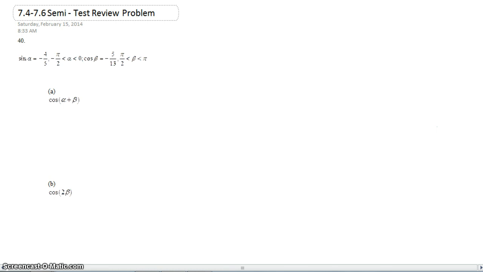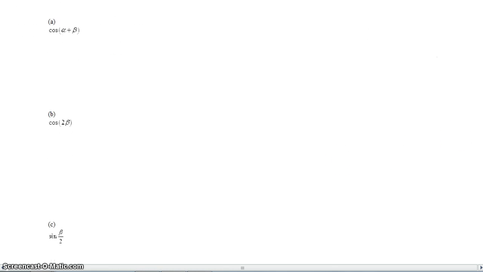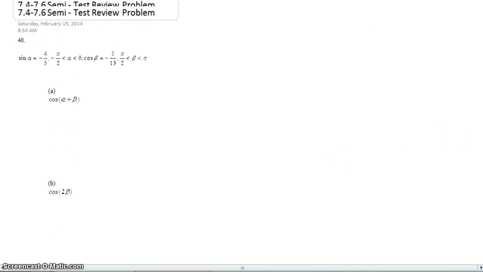Okay, so in looking at this problem, we see that we have alpha and beta, and we also see that in A, B, and C we're asked to use the alpha and beta to find the cosine of its sum, the cosine of double beta, and then later on the sine of beta over 2.